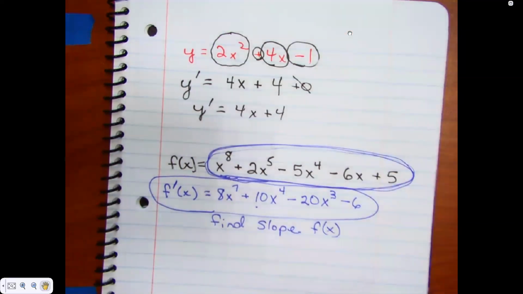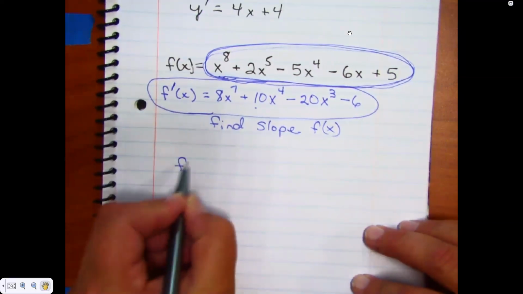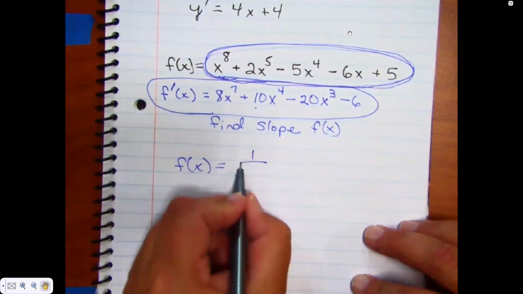All right. Okay, let's make them a little bit harder. All right. How about f of x equals 1 over x squared?